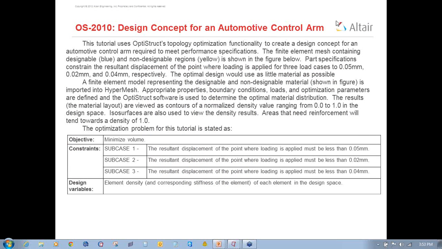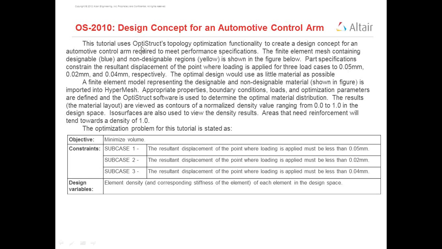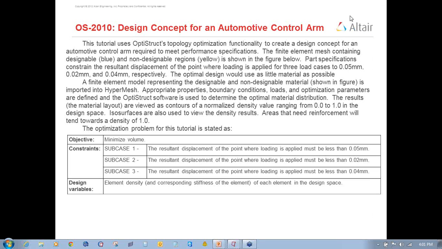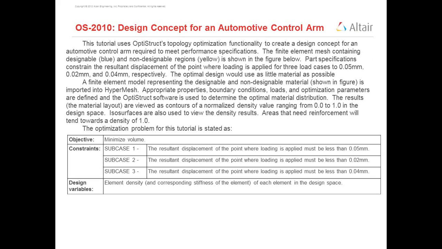So we'll move towards the next tutorial, that is design concept for an automotive control arm. This tutorial uses the OptiStruct topology optimization functionality to create a design concept for an automotive control arm required to meet the performance specifications.